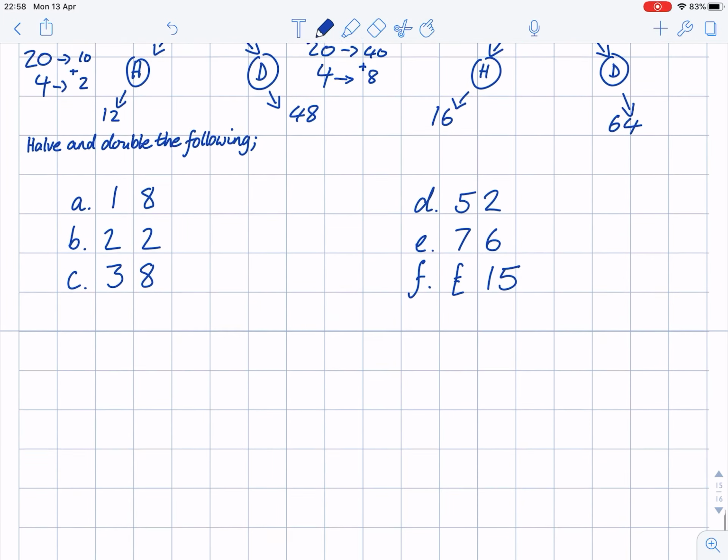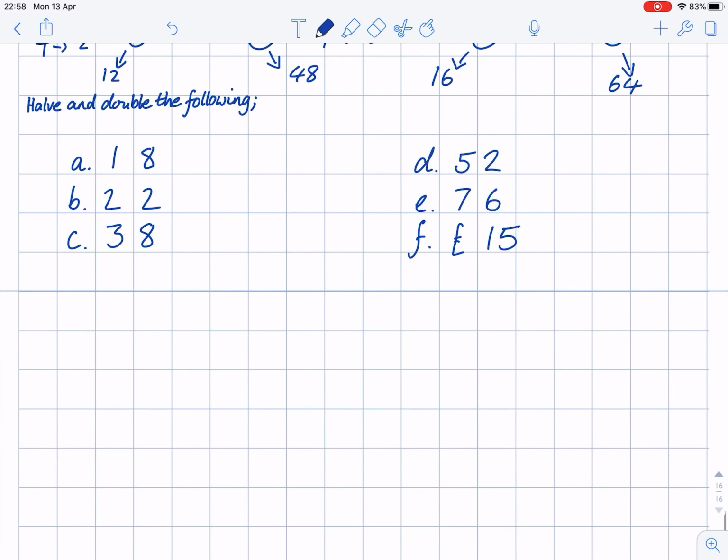So you can see now, I've been really kind. I've given you 6 problems. Okay, and I want you to halve and double each of them. So for 18, you'll have a number for half of it. And then you'll have another number for double it. Okay, so you'll have 2 answers for each of them. So press pause now, work your way through your 6 problems, and press play when you want to go through the answers.